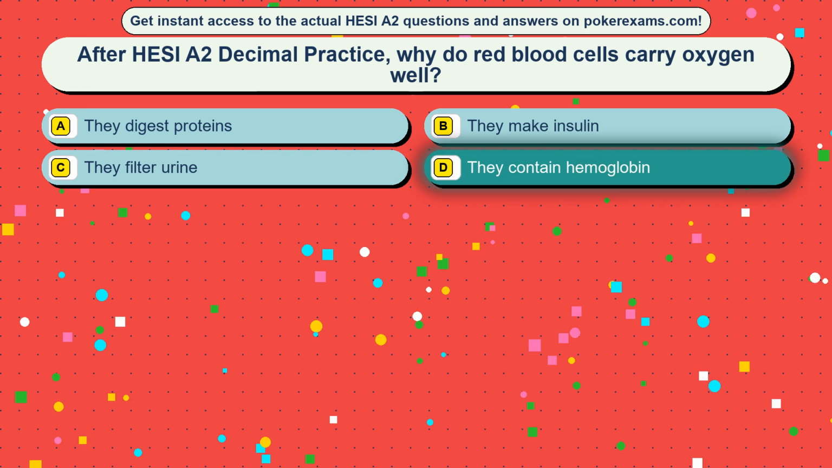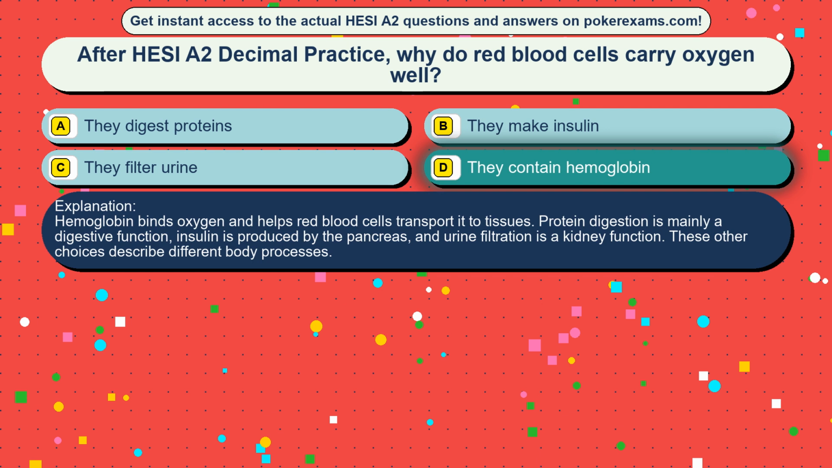They contain hemoglobin. Hemoglobin binds oxygen and helps red blood cells transport it to tissues. Protein digestion is mainly a digestive function, insulin is produced by the pancreas, and urine filtration is a kidney function. These other choices describe different body processes.